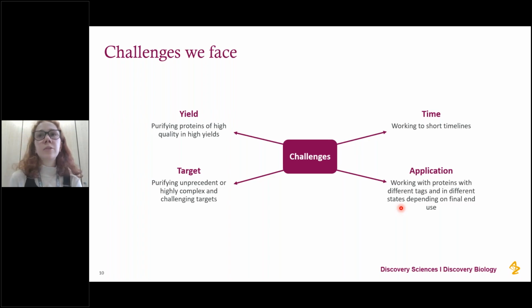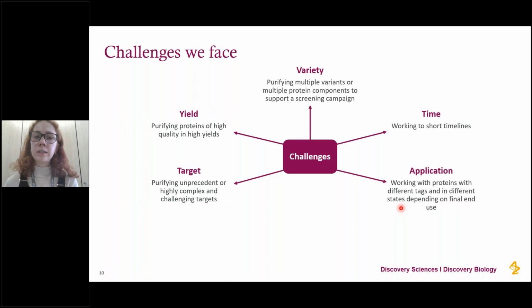So the domain boundaries for an assay versus a structural crystallography system might be different, or you might need the protein tagged or in a different state. So we often, whilst working with the same protein, have to work with multiple constructs of this protein in parallel. And even small changes to a construct can change the way a protein behaves.